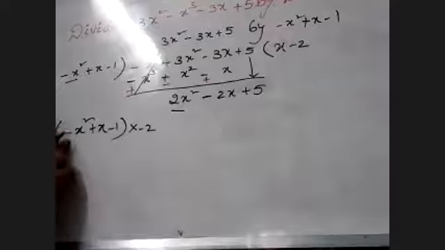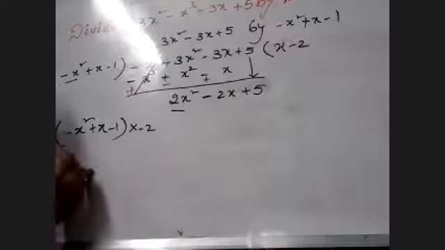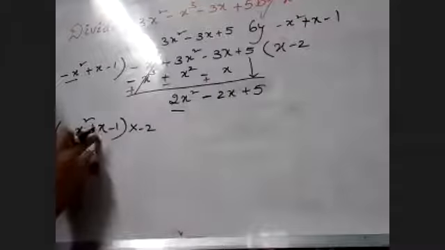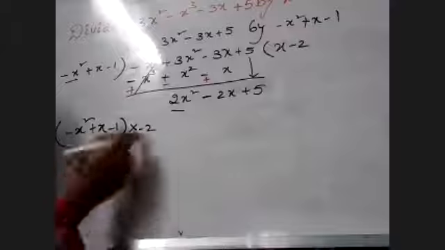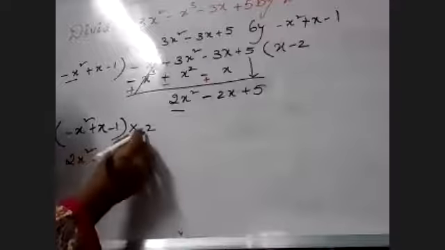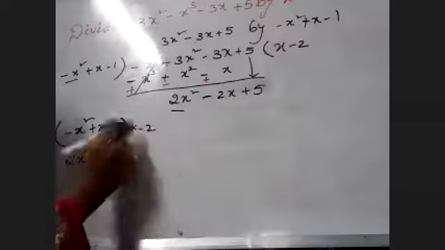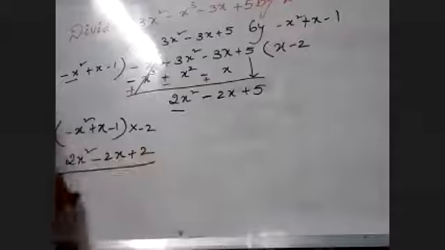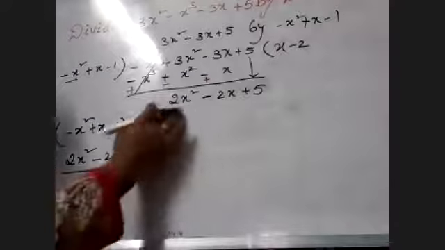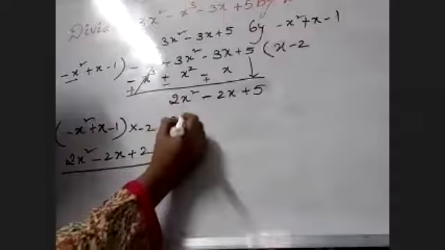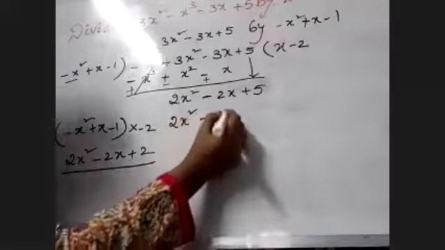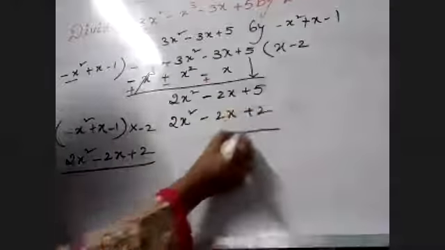Minus into minus plus, 2 into x square, 2x square. Minus into plus, minus 2 into x, minus 2x. Minus into minus, plus 1 into 2, 2. This value I am writing here as it is. So 2x square minus 2x plus 2.